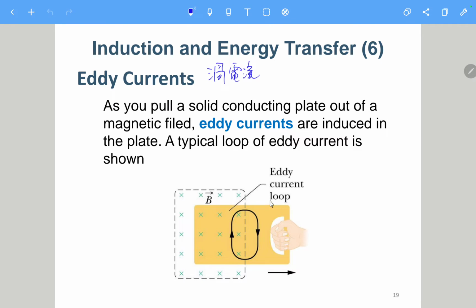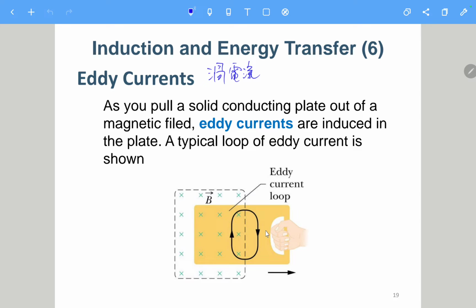So here it's like a conducting plate, so there is no predefined loop there. But here it says, as you pull a solid conducting plate out of a magnetic field, there will be eddy currents induced in the plate. A typical loop of eddy current is shown here. So if you have a conducting plate and you try to pull it out from the magnetic field, there will still be eddy current.